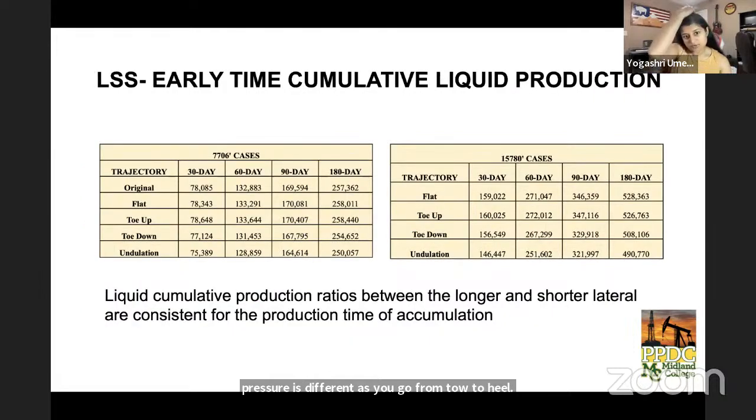Now, these are the liquid productions that I want everyone to pay attention to at early time for the Lower Sprayberry. These are calculated liquid productions at different trajectories, and you'll notice that the production ratios between longer and shorter lateral lengths are consistent for the production time of accumulation. So the left table represents a 1.5 mile. The right table represents a 3-miler.